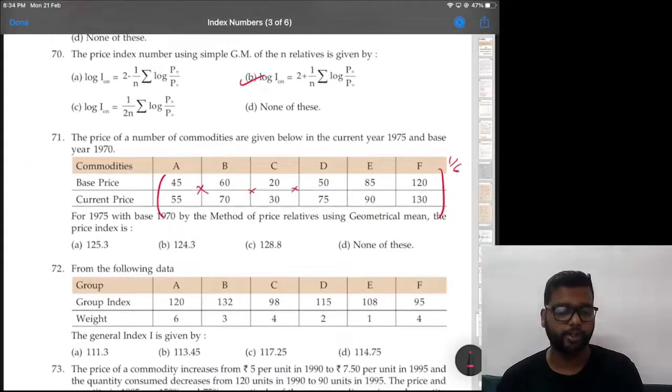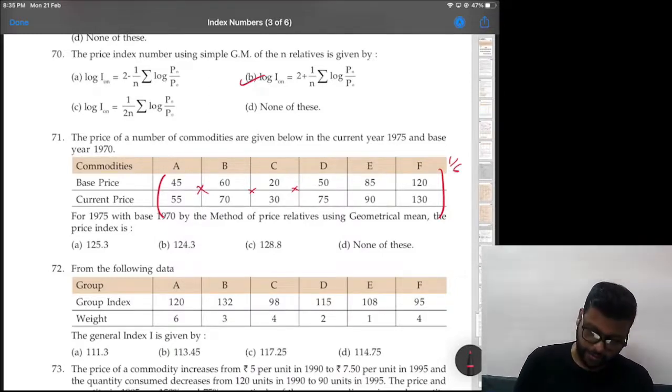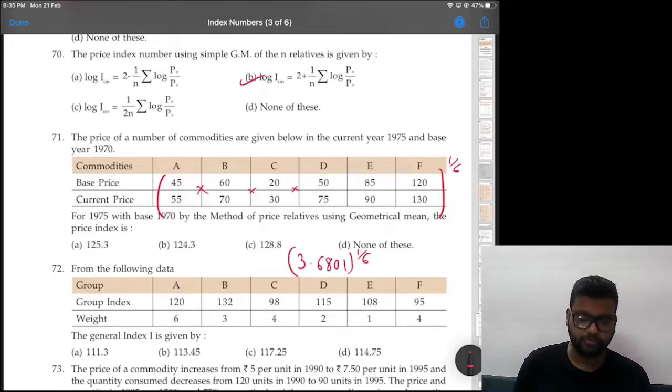So let's do it on calculator. 55 by 45 into 70 by 60, we can directly do it, into 30 by 20 into 75 by 50 into 90 by 85 into 130 by 120. That gives us 3.6801 raised to 1 by 6.